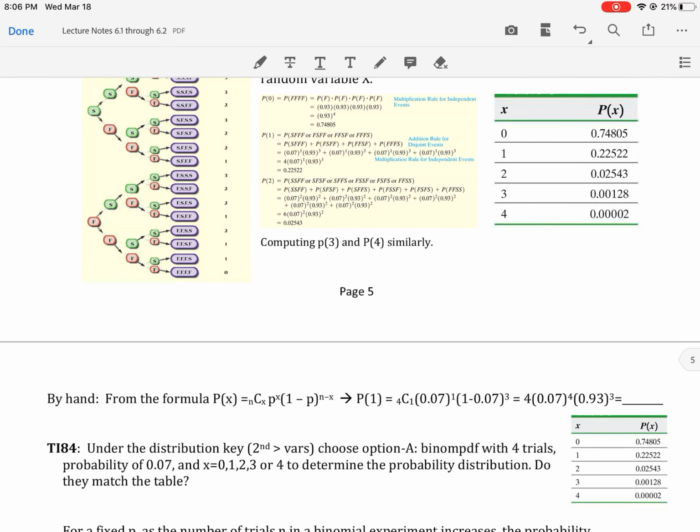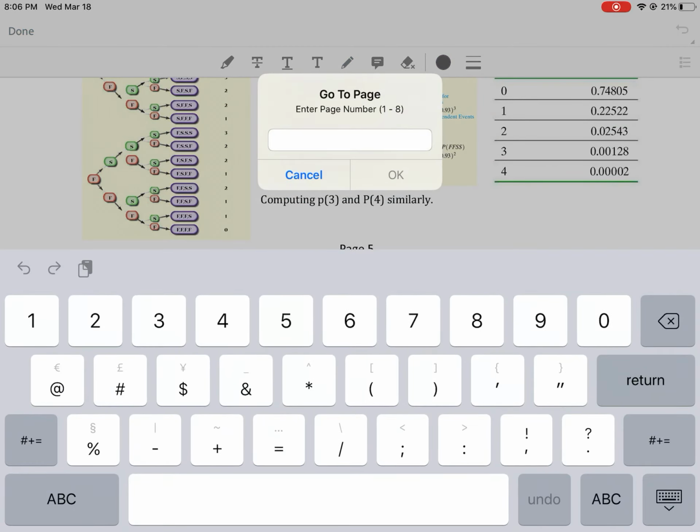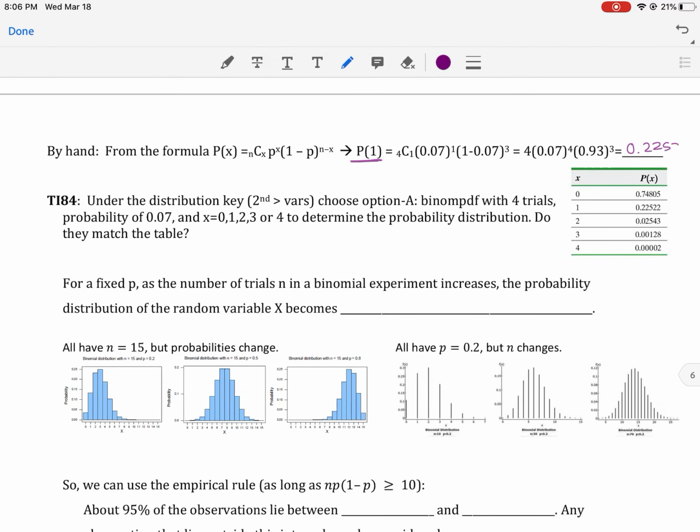You could similarly use the equations here. So if I wanted to find the probability of having exactly 1 person, I use 4 choose 1 and multiply by the probability of 7% that would have a success, and then that 93% is the complement, you would end up with 0.22522, which matches the table that we had above, or we also see below. Okay.